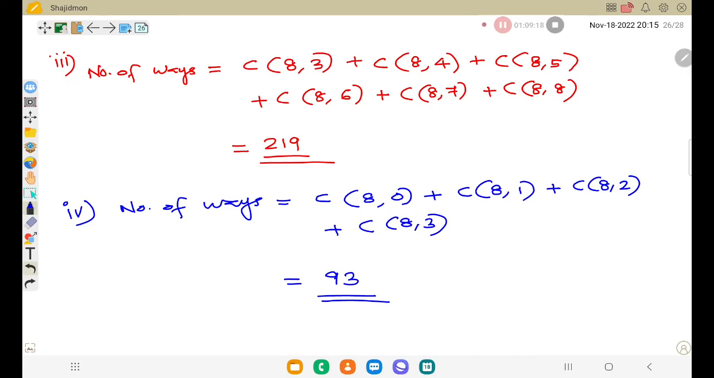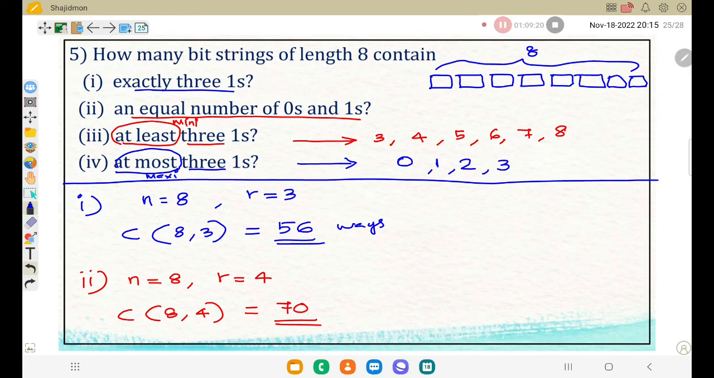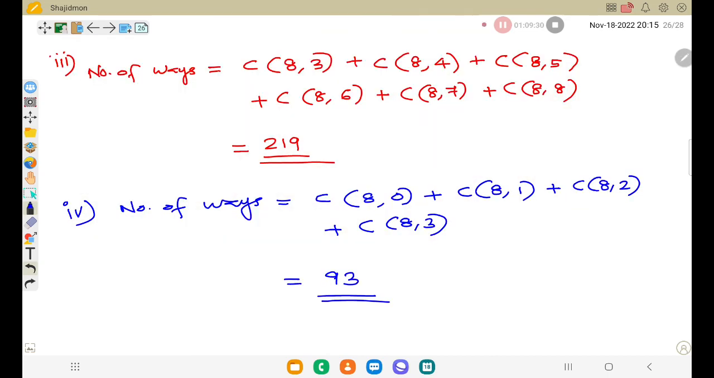So I hope you understood this question. How many bit strings of length 8 contain exactly 3 ones, equal number of zeros and ones, at least 3 ones, or at most 3 ones. At least 3 means minimum 3, at most means maximum 3. Okay, so these are the answers.